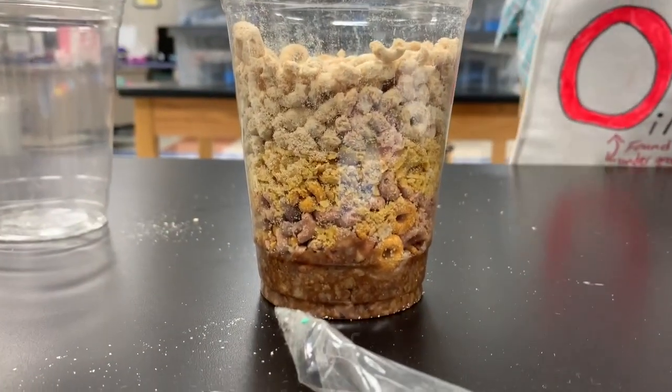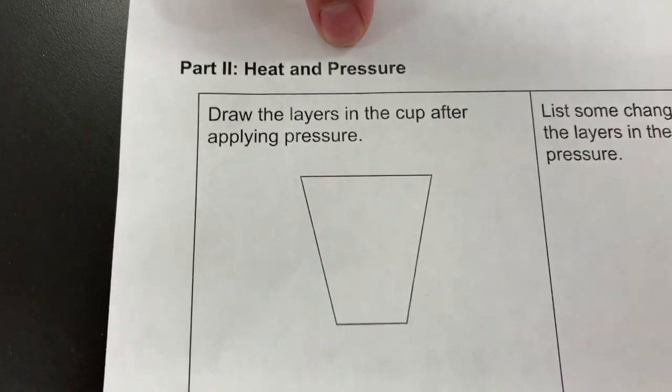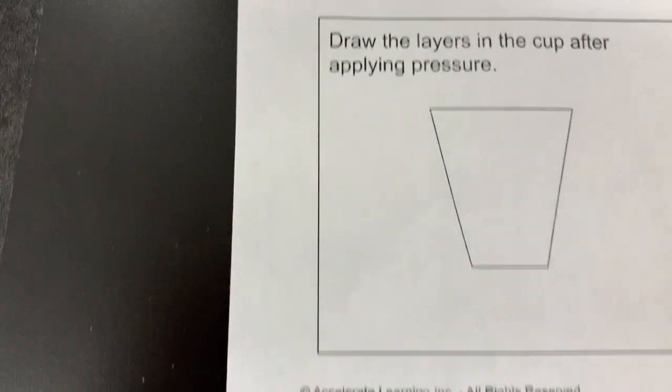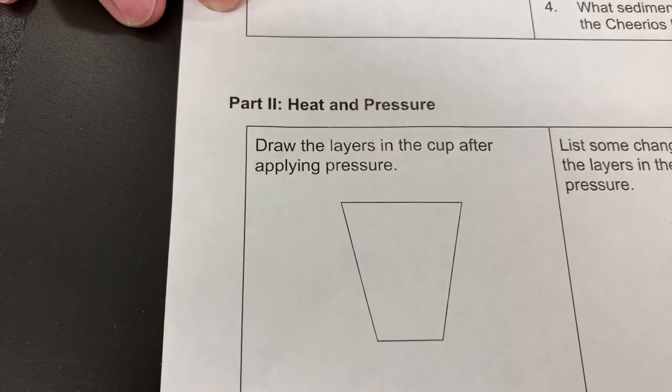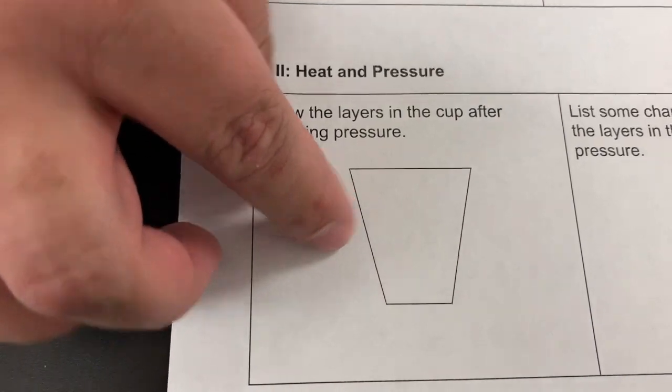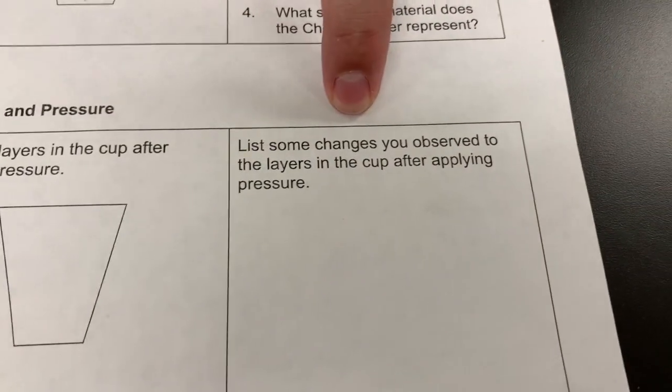So now, on our part 2, after we've applied our heat and pressure, go ahead and draw the layers. You may see that they have been more compressed and compacted after we applied the heat and pressure, so they may only go about halfway. Then go ahead and list some of the changes you've observed.